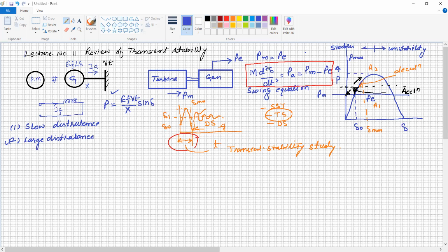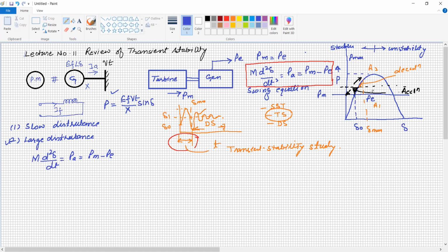So what is that equation? It is the swing equation, where M d square delta upon dt square is equal to PA, which is equal to mechanical input minus electrical output. When mechanical input is equal to electrical output, the system is stable. The acceleration will be zero, so the generator neither accelerates nor decelerates, and the system is stable. So for the transient stability, the accelerating power should be zero.